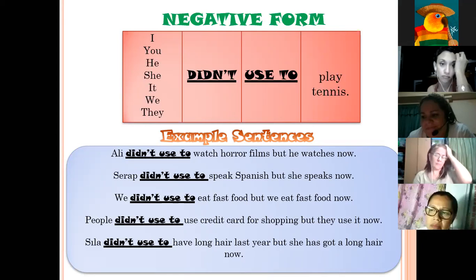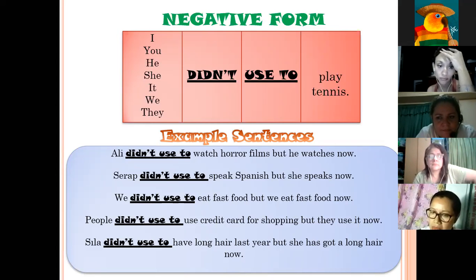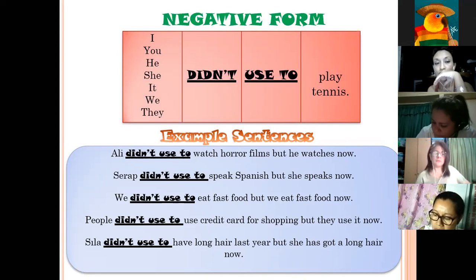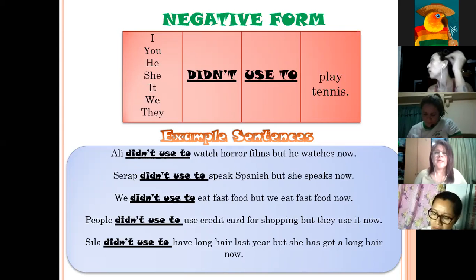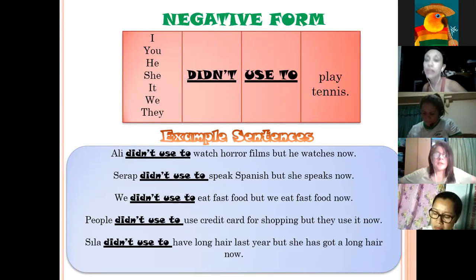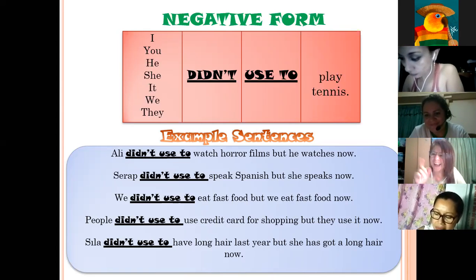Guys, do you understand this? Yeah? All right. So in this case, you have negative things. I can say, for example, I didn't used to drive a car. Now I drive a car. Okay. Let's see. Roxana, can you tell me something that you didn't used to do and now you do it? I didn't used to go to gym. Okay. But now you don't go now either. What happened?